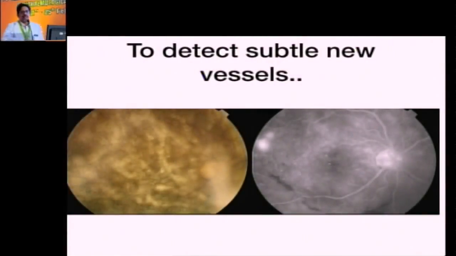Also sometimes you have media opacities like cataract or asteroid hyalosis, where you cannot see the retina at all during slit lamp examination or color fundus photography. So you may miss out on the posterior segment pathology if you are trying to see through this haze. But when you do a fluorescein, these no longer disturb the photograph taking. You can see the presence of new vessels. You can even pick out the preretinal hemorrhage in these eyes, indicating that these eyes need to be treated.